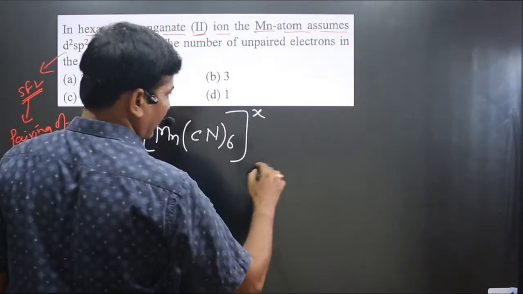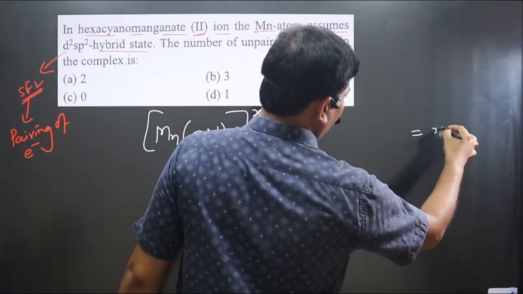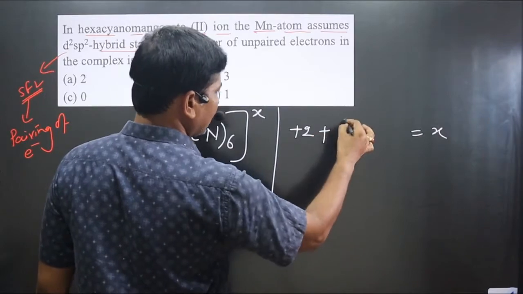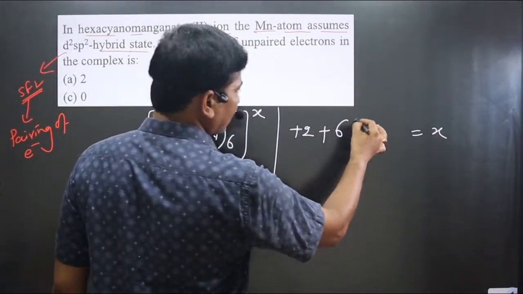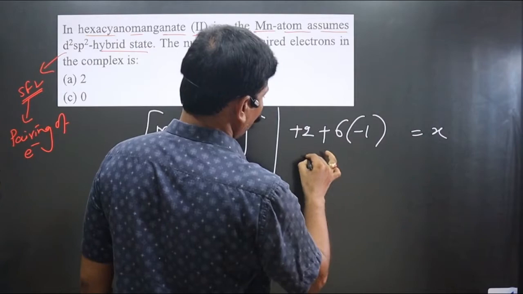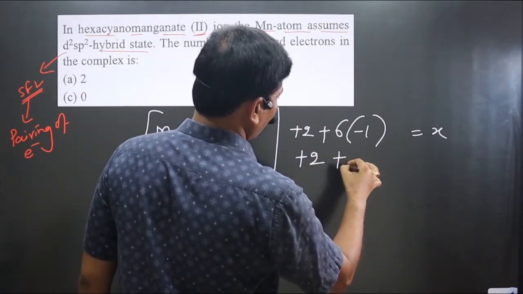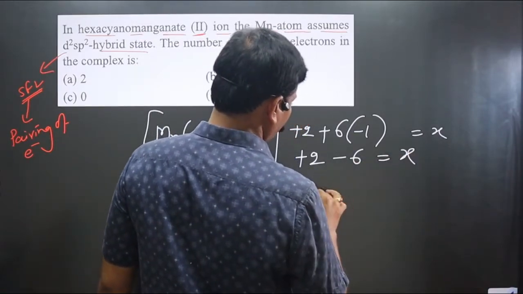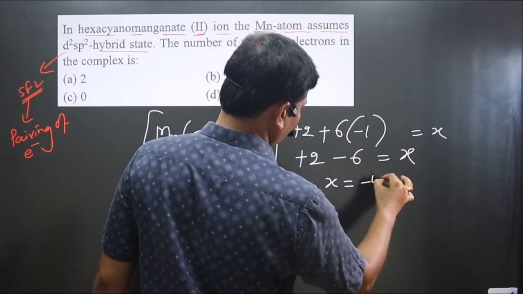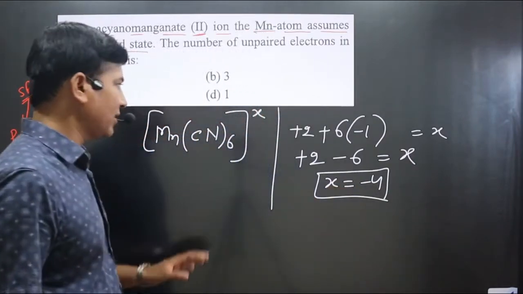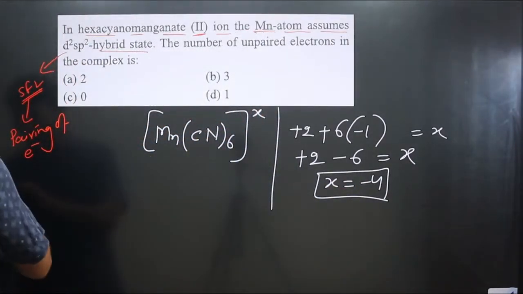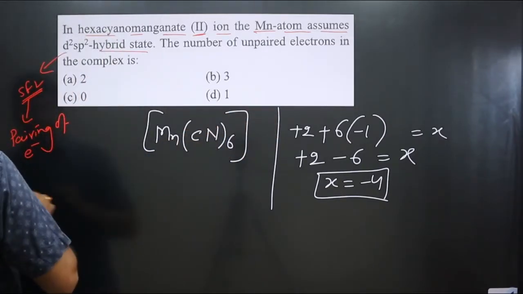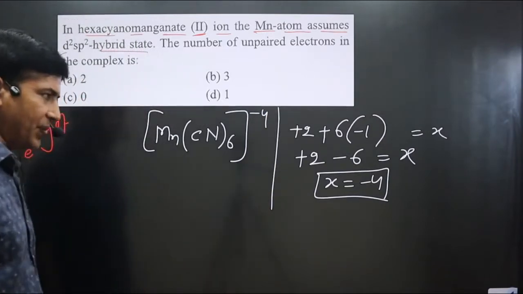Now pay attention carefully. 0 is equal to x. Manganese is present in +2 oxidation number, plus there are 6 cyanide groups, and each cyanide is present in -1. So this is +2, and this is -6. So +2 - 6 = x, so we got x equal to -4. So the overall charge for this complex will be -4. Very interesting. This is the complex we get.